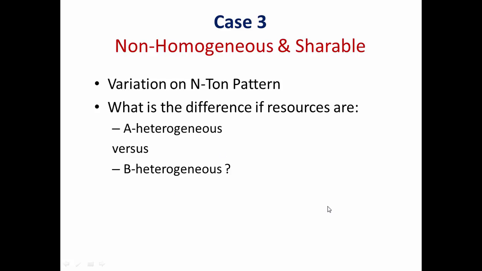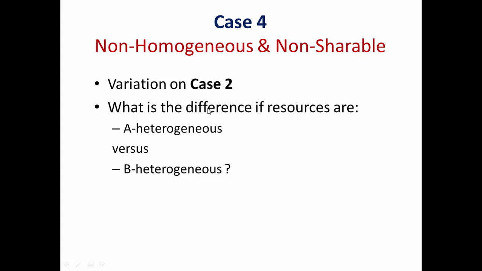Now the same thing is going to apply to case number 4. In case number 4, we deal with non-homogeneous resources, but they are non-shareable. So this is a variation on case 2. Again, I will pose a question to you. What is the difference if resources are A heterogeneous versus B heterogeneous? And this is going to be the subject of our discussion on the bulletin board. That's about it. Thank you very much.